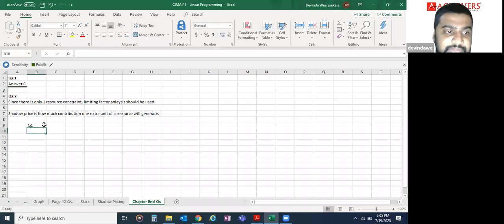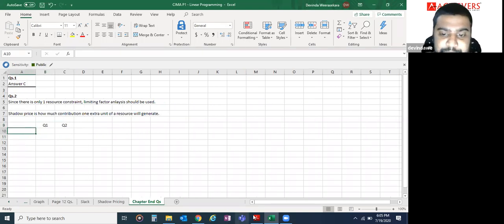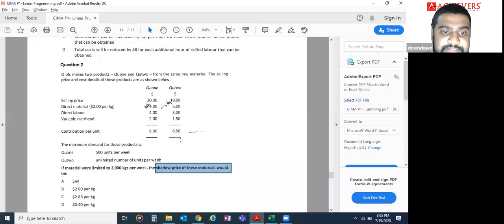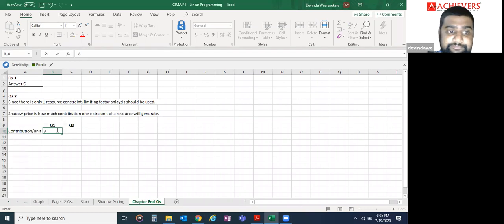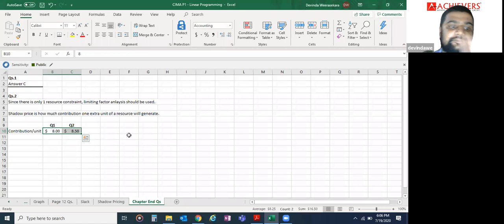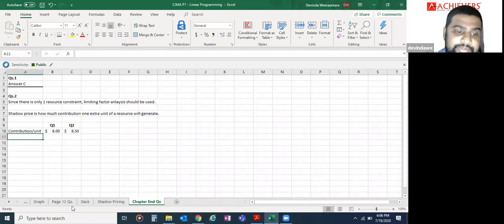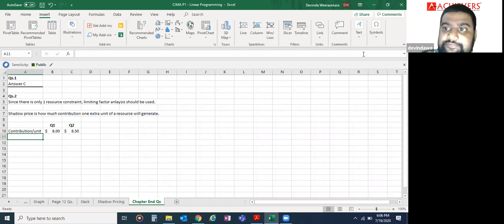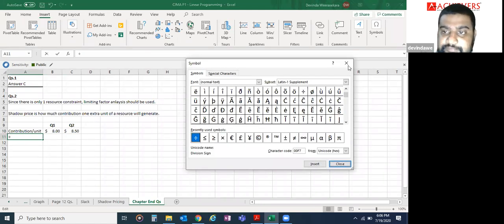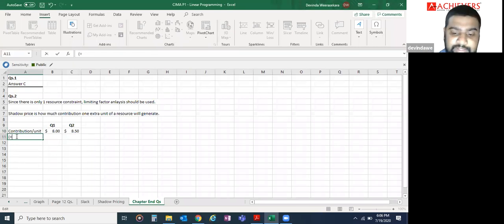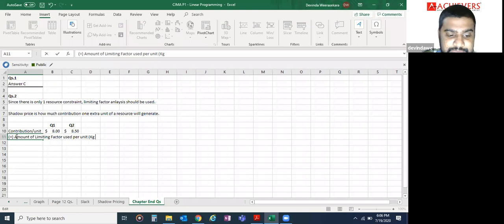We have product Q1 and Q2. Contribution per unit of Q1 is how much, guys? 8. Q2 is 8.5. You have to divide this by the amount of limiting factor used per unit, kilos per unit.